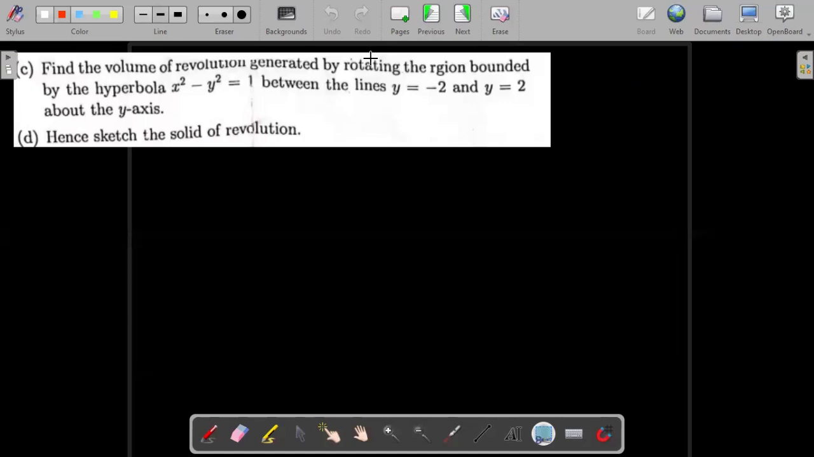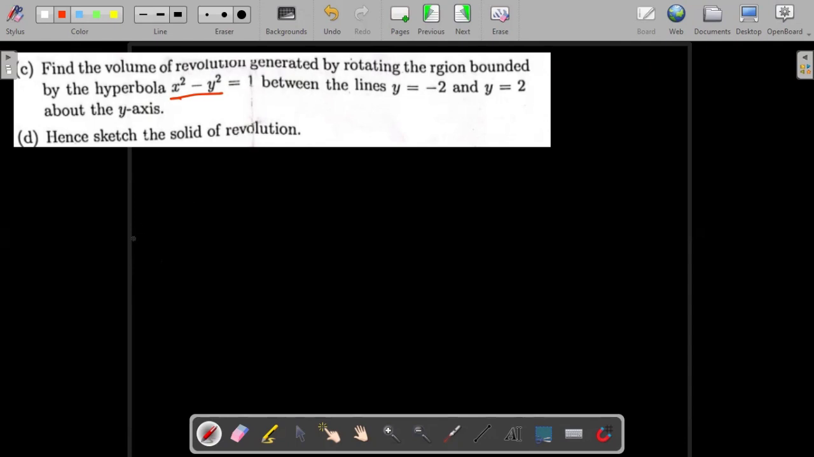Okay, so we have this question here, and the question reads: find the volume of revolution generated by rotating the region bounded by the hyperbola, given by this here, and between the lines y equals negative 2 and y equals 2. So we have to find the volume there.